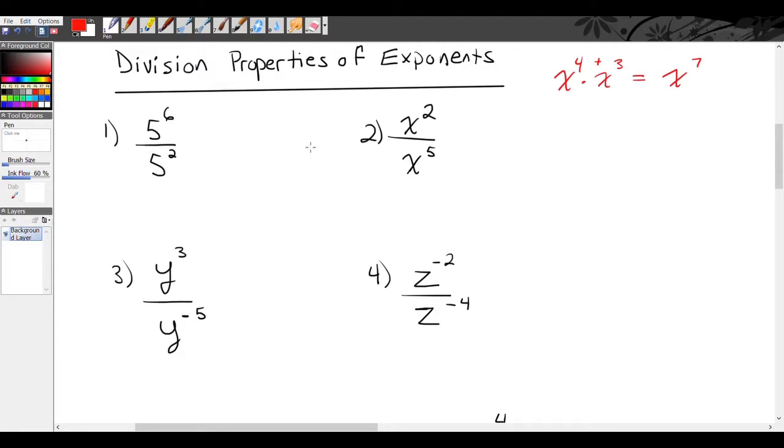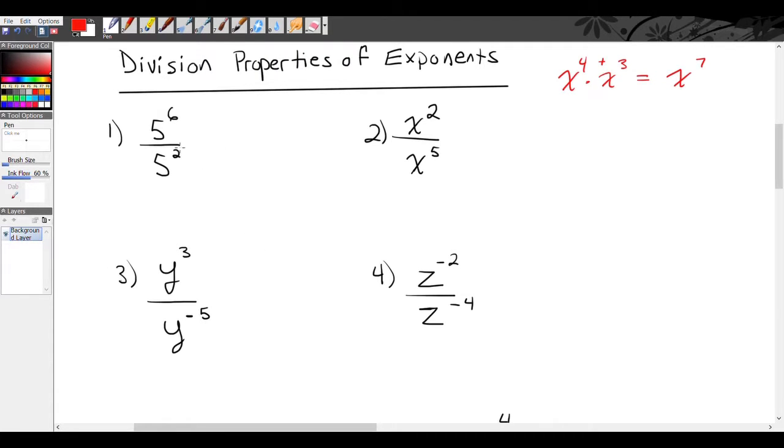Well, since division is the inverse of multiplication, then what that means is when you divide powers that have the same base, instead of adding the exponents together, you subtract the exponents. Okay, so let's go ahead and take a look at what that looks like with some of these examples.